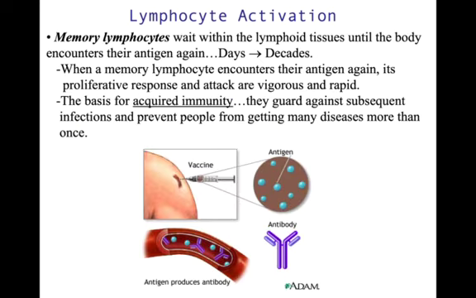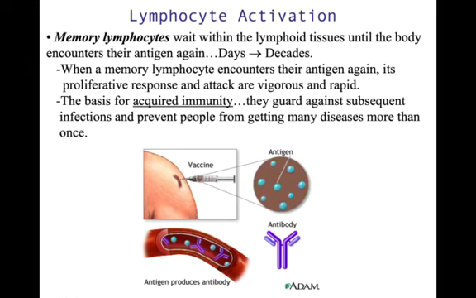All right. So when you activate, you produce effector lymphocytes and also produce memory lymphocytes. So the effectors get rid of the initial problem, the immediate problem. What do memory lymphocytes do? Well, these are the ones responsible for immunity, right? So they're going to wait within your lymphoid tissues. They're going to wait in your tonsils and your lymph nodes and your spleen and appendix. And they're going to wait there for days to decades. Waiting for what? Waiting to encounter their antigen again.